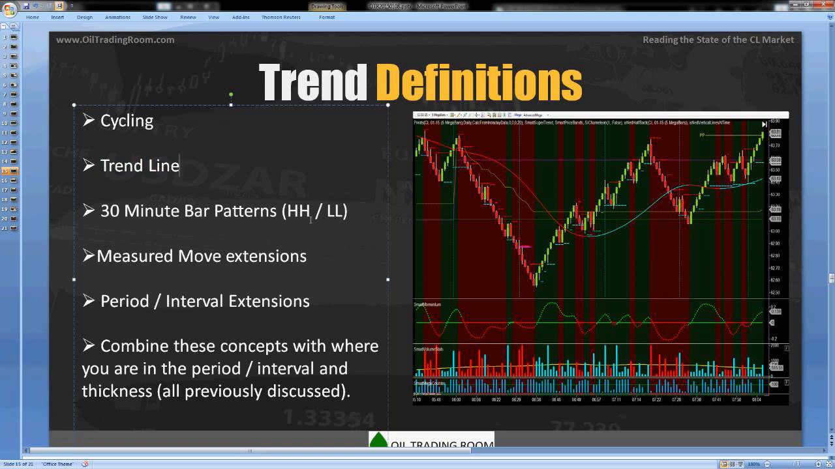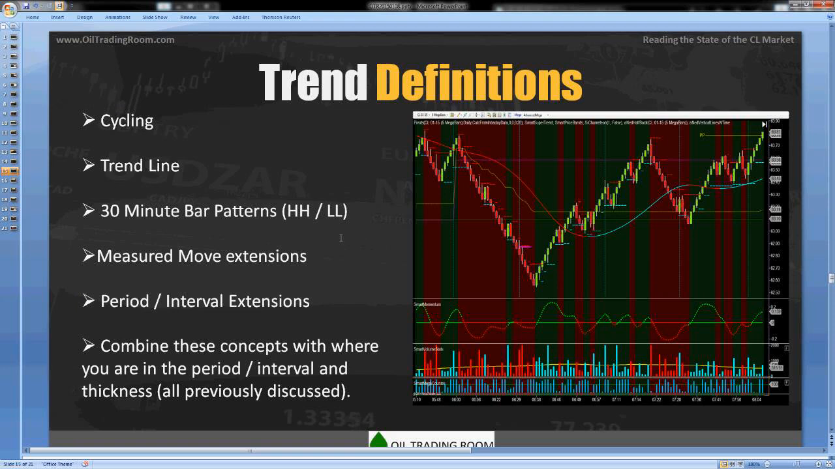Another is looking for higher highs and higher lows. And so if you've got a 30-minute bar with a lower low and a lower high, then the 30-minute trend is down. Why do we want to know this? Well, a lot of big players are keying off of those 30-minute bars, and we're trading down inside of that.